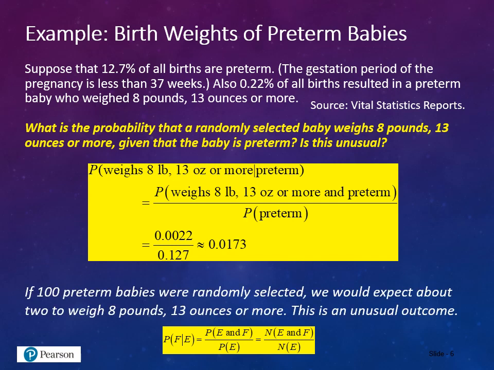So if 100 preterm babies were randomly selected, we would expect about 2%, 1.7%, to weigh 8 pounds, 13 ounces or more. This is an unusual outcome. How do we know it's unusual? Because the percentage or the probability is low. It's 0.017, so less than 2%.